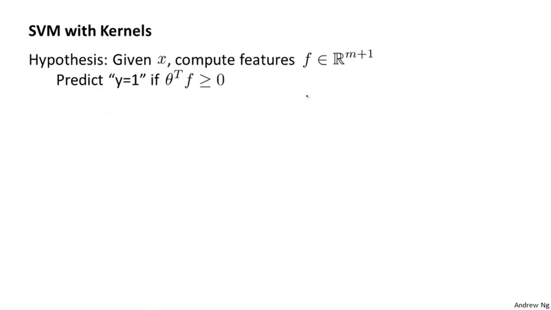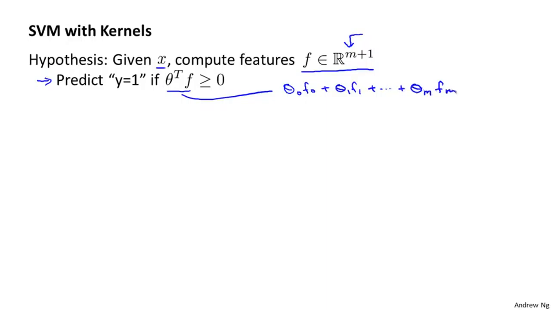If you already have a learned set of parameters theta, and you're given a value of x and want to make a prediction, what we do is compute the features f, which is now an R^(m+1) dimensional feature vector. We have m here because we have m training examples and thus m landmarks. And we predict 1 if theta transpose f is greater than or equal to 0. Theta transpose f is just equal to theta 0 f0 plus theta 1 f1 plus dot dot dot plus theta m fm.